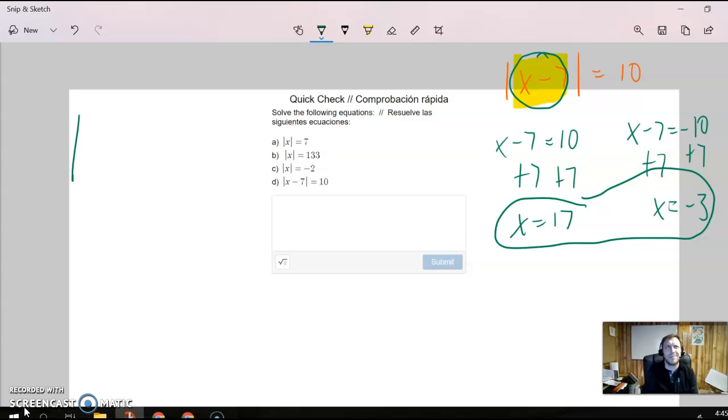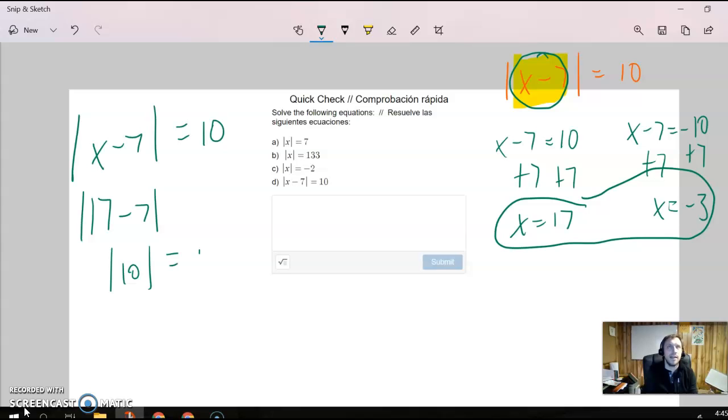Now, if you're like, that doesn't make sense, Mr. Winter, we'll plug them in. If I plug a 17 in here, 17 minus 7 is the absolute value of 10. What's the absolute value of 10? It's 10. Perfect. Now let's change that 17 to the negative 3. Negative 3 minus 7 is negative 10. Is the absolute value of negative 10 equal to 10? Yes. And thus we have two solutions. How do we get to negative 10? How do we get to 10? They both give us the same solution.